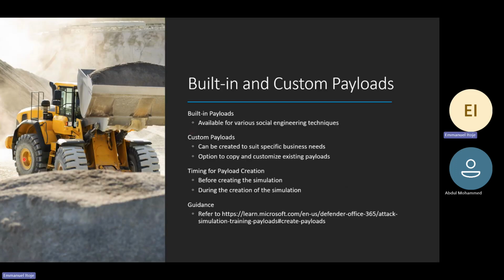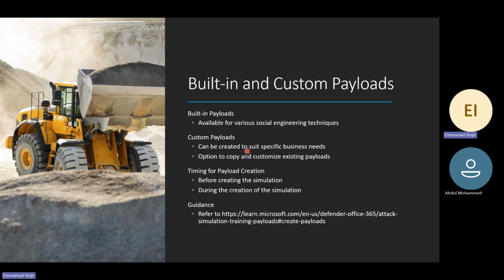Now, in terms of payload, we have two types of payload. Before I move into the payload, it's very important again: simulation automations provide multiple social engineering techniques and related payloads, whereas traditional simulations can contain only one. And simulation automation supports automated scheduling options, which means more than just a start date or an end date. For payloads, we have built-in payloads, which are available for various social engineering techniques. Then we have custom payloads, which can be created to suit specific business needs.